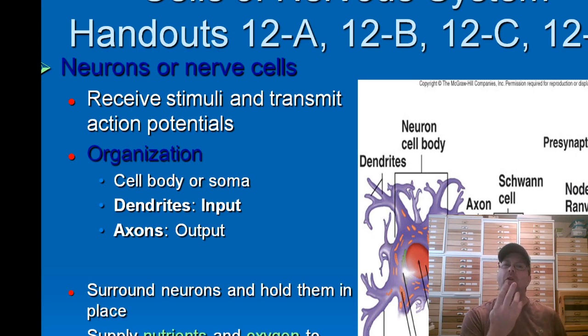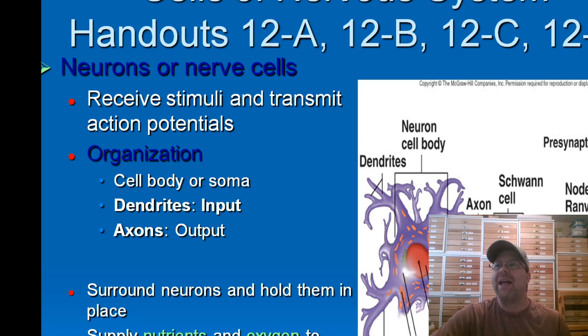Remember, we only have 4 types of tissue. We have epithelium, which is basically like the coverings of our body. We have connective tissue that holds everything together. Then we have muscle and nerve. So we have 4 different types of tissue. And so we have a lot of different cells that correspond with the nervous tissue.